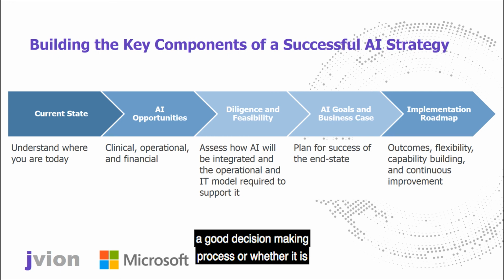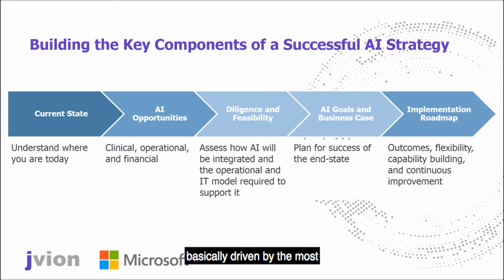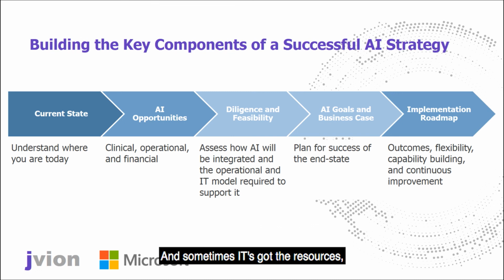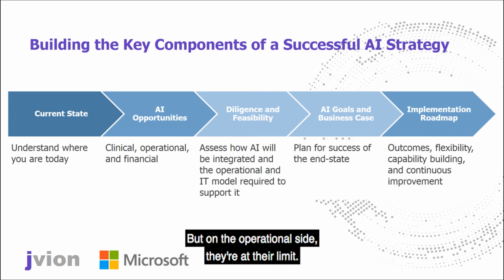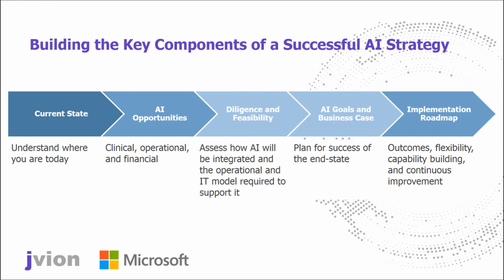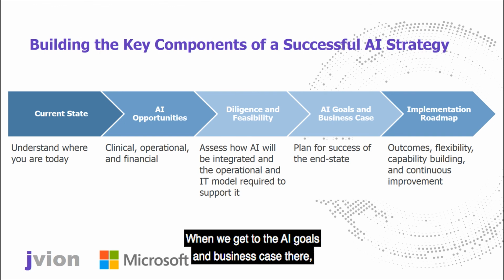So another key question here is, who owns the decision? And it often can expose whether your organization has a good decision-making process or whether it is basically driven by the most important executive in the room. So then the other consideration here for due diligence is, what is the operational capacity to drive change? And sometimes IT's got the resources, analytics ready to go, but on the operational side, they're at their limit. And so you want to look at capacity to drive change, and the resources that will be required as you're doing the diligence.